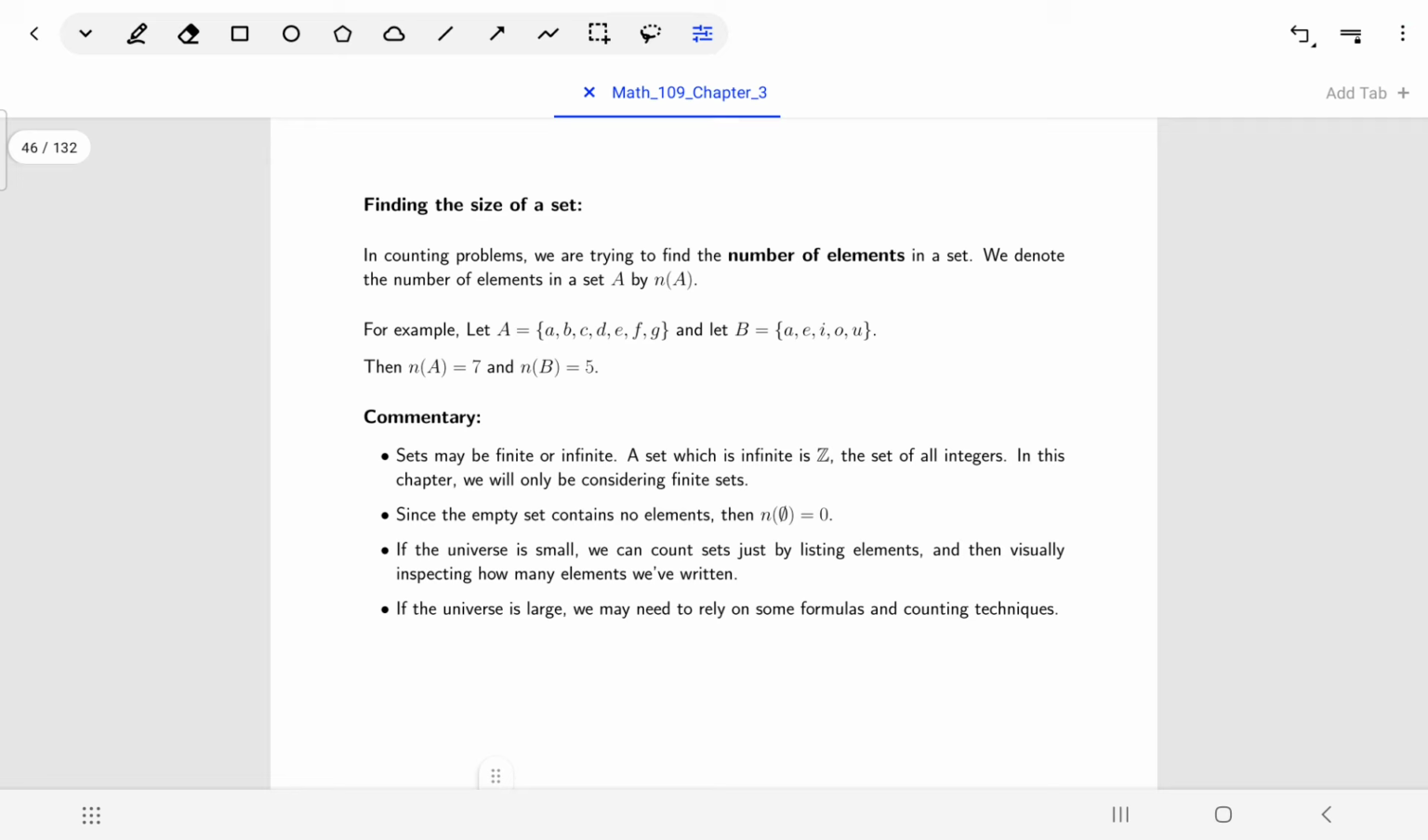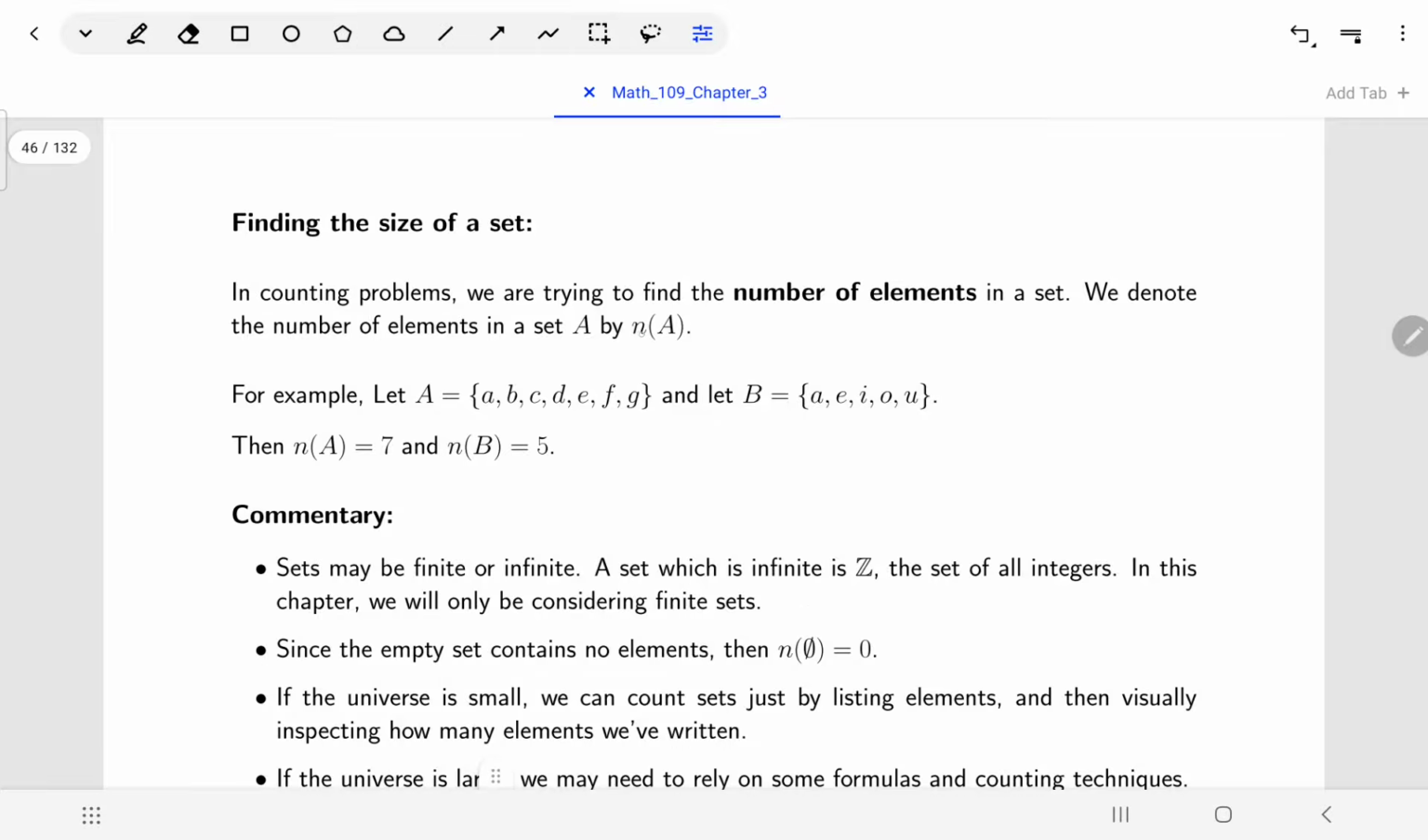Welcome back. We're going to now be looking at counting the number of elements inside of sets. So first off, notation. When we're counting or finding the number of elements inside of a set, the notation for that is n in brackets and then whatever the name of our set is. So when we read n of A, that's the number of things inside of A.